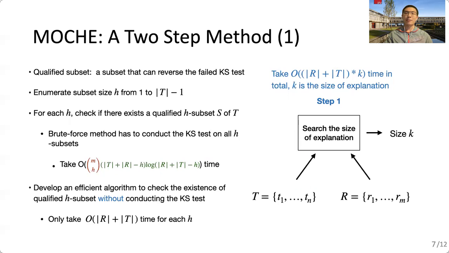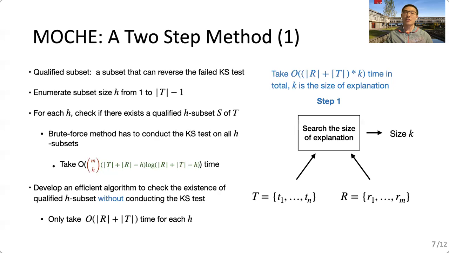In the first step, we try to find the size k of explanations, that is, the number of elements in an explanation. First, let me introduce a concept. A subset is called a qualified subset if it can reverse the failed case test. By definition, a counterfactual explanation is also a qualified subset.